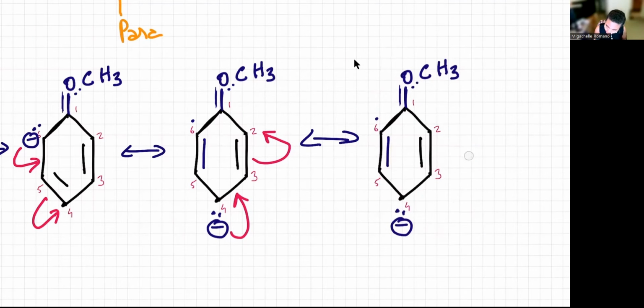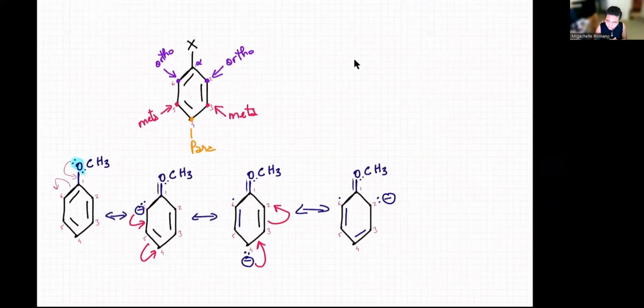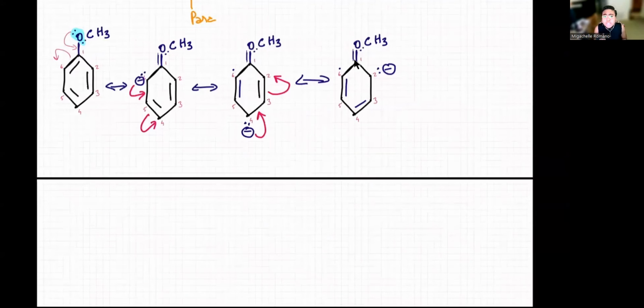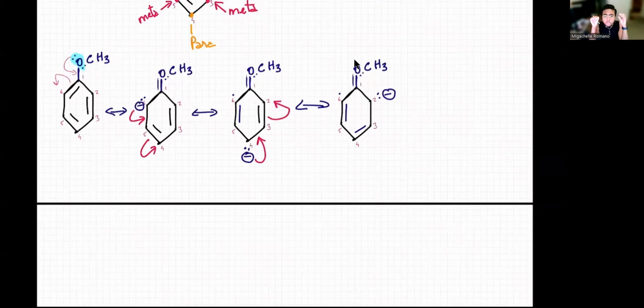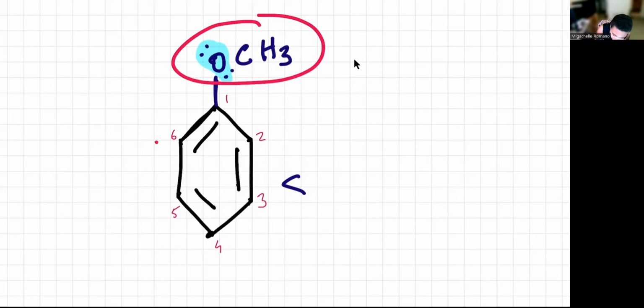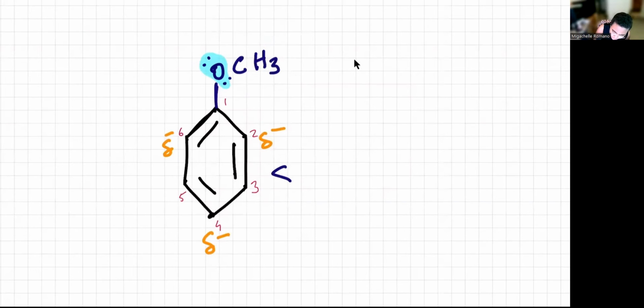All right. So now, let me make sure that we have the charge on carbon 2 and the double bond here. So here are all our resonance structures. What does that mean? The true structure of a molecule is the average of all the resonance structures. So at some point, carbon 6 can have a partial negative charge, carbon 4 can have a partial negative charge, and carbon 2 can have a partial negative charge, which means that this OCH3 is an electron donating group.